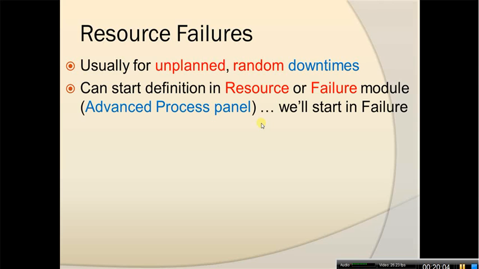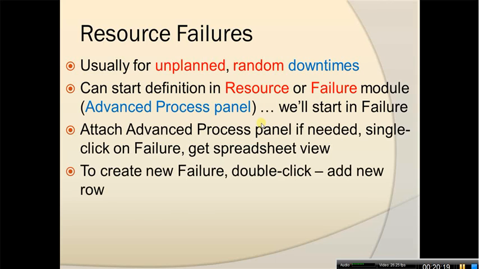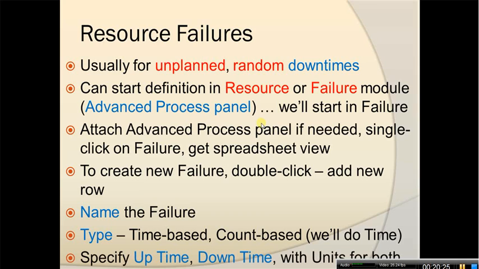And we can start the definition in the resources or failure module. For that, we will need to attach the advanced process panel if we don't have that panel attached. So we would need to attach the panel and then create a new failure. We can double click and add, type in the names. Then we'll specify the uptime and the downtime. The uptime is when the resource is operational, and the downtime is when the resource isn't working.